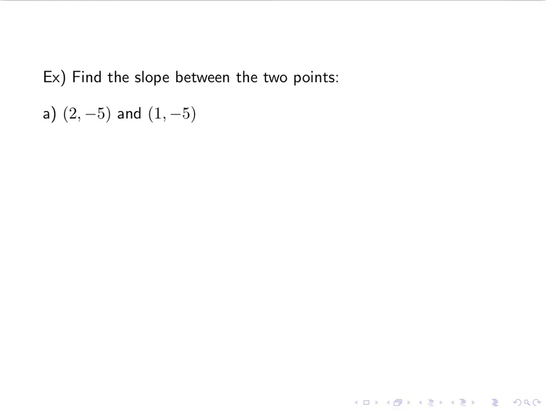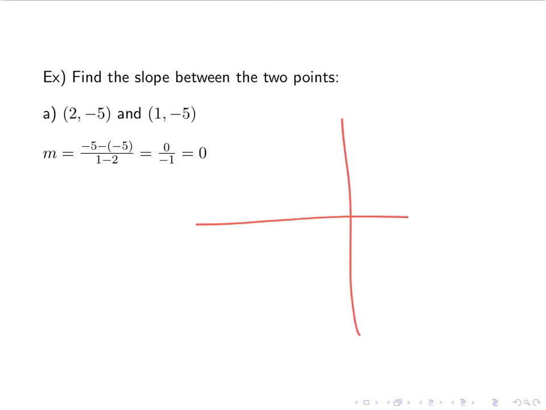Let's do a couple more. How about 2, negative 5, and 1, negative 5? So the difference in my y's, negative 5 minus negative 5 over 1 minus 2. I end up with 0 over negative 1, which is 0. A slope of 0 says that there is no steepness, which means that if I was going to draw my line, there's no steepness, and it's only what we call running back and forth.